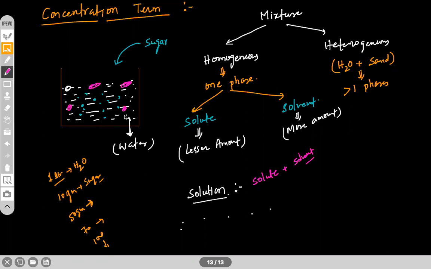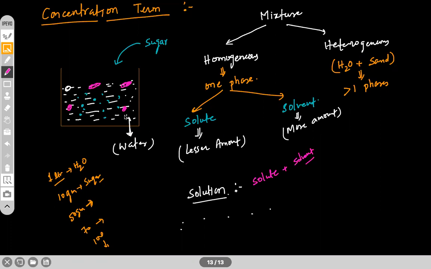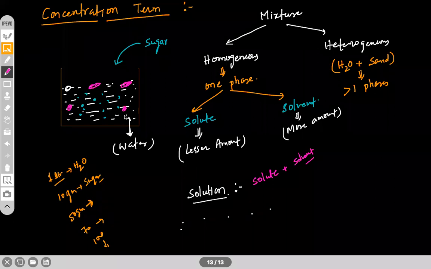Why? Yes, it is not an ideal situation. Air is not a perfectly homogeneous mixture. Correct? So that is the meaning we have here. So a solution has two components.